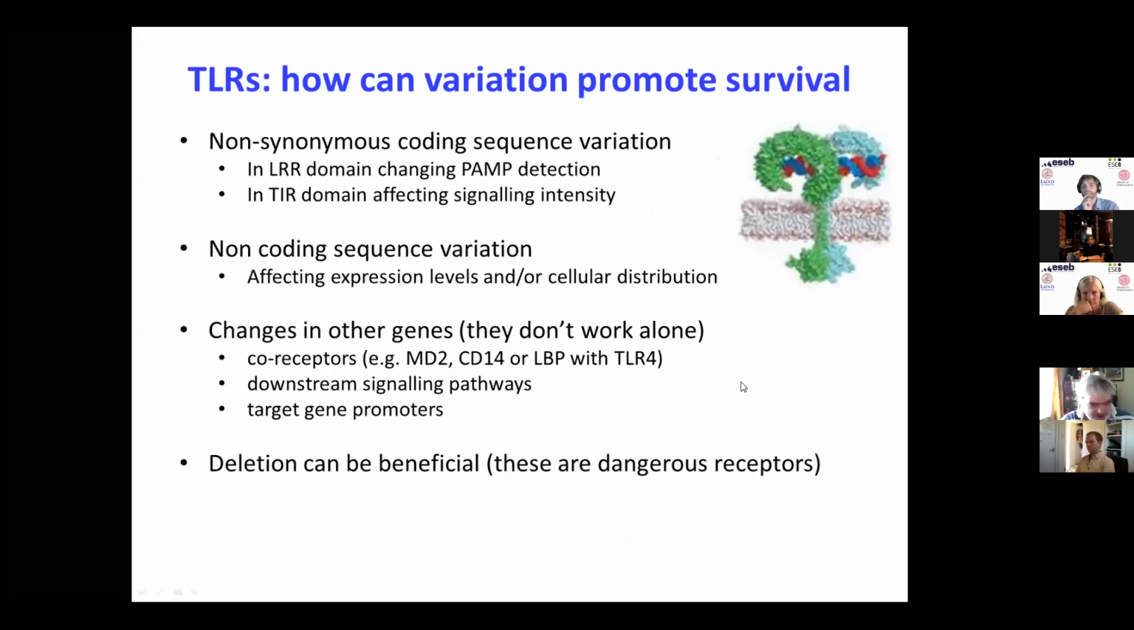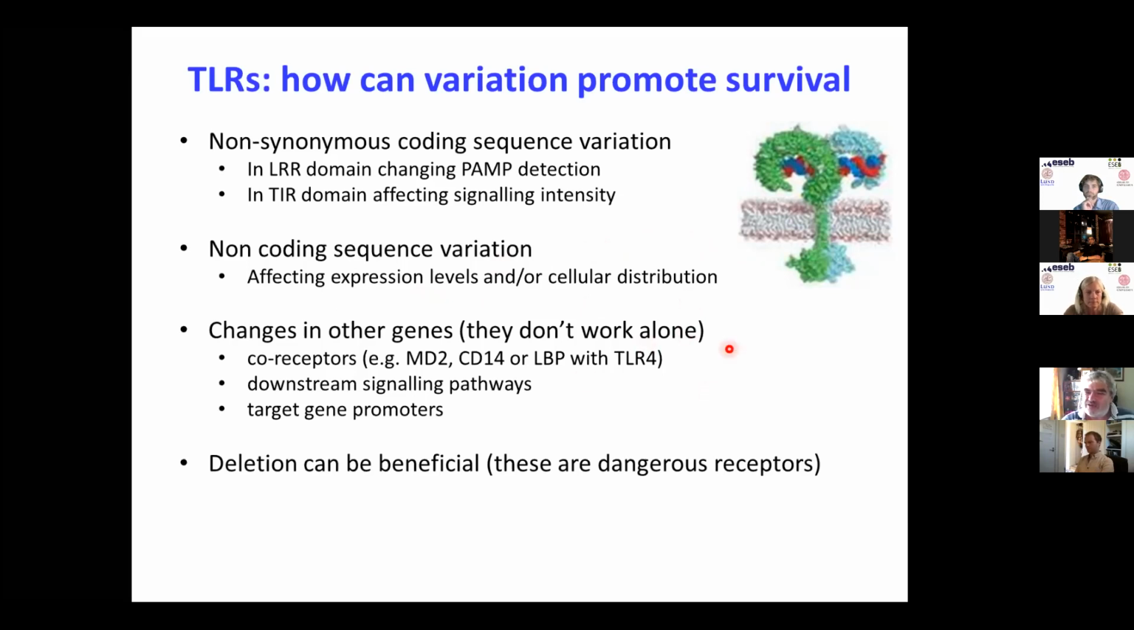So with TLRs, what sort of variation can promote survival? We have the obvious non-synonymous coding sequence variation. Most of it tends to be focused in the leucine-rich repeat domain. This is where the pathogen bits are being interacted with. Some is also found in the signaling domain, the TIR domain, and that can have quite dramatic effects on the way the TLR responds. You can get non-coding sequence variation, for example in promoters, and that might affect expression levels or cellular distribution, but that's often not looked at.